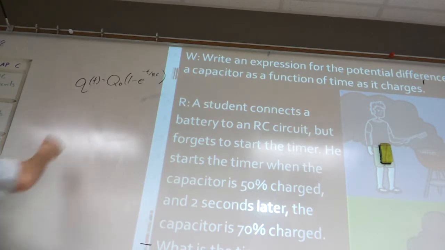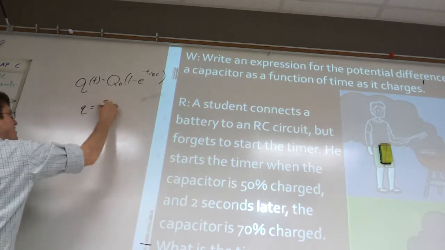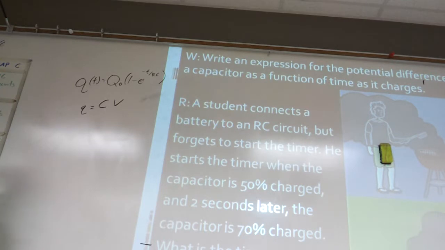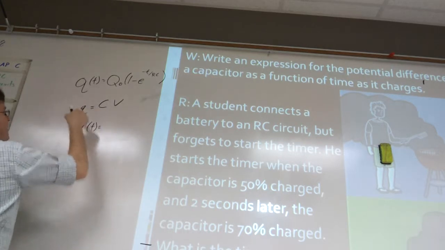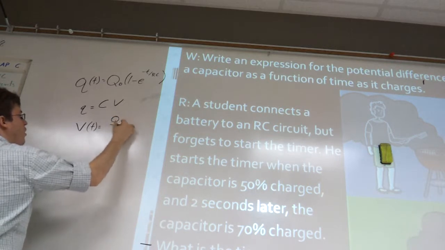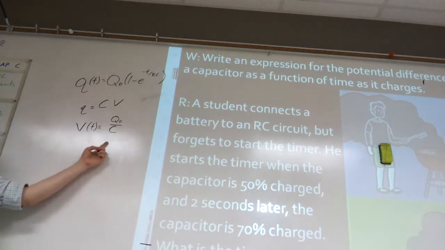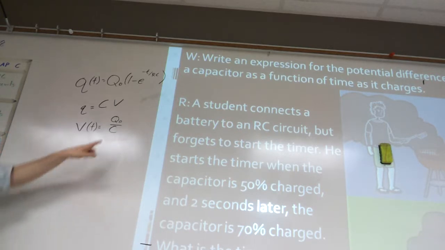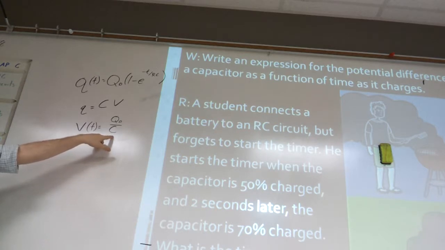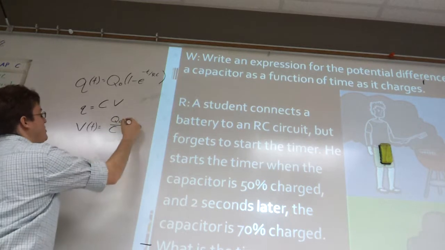I also know that Q equals CV, right? C stays constant. Plug it in, solve for V. So all I have to do, voltage is a function of time, divide that by C. So I get Q naught over C. What is Q naught over C? Voltage. Full voltage, right? The full voltage of the battery. So eventually it will reach the full voltage of the battery, V naught. Just an interesting side note there.